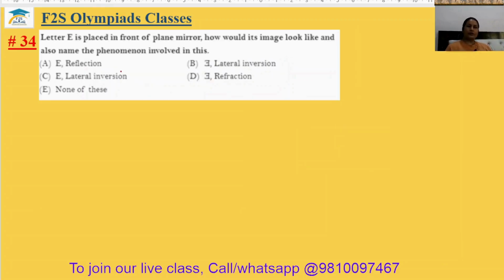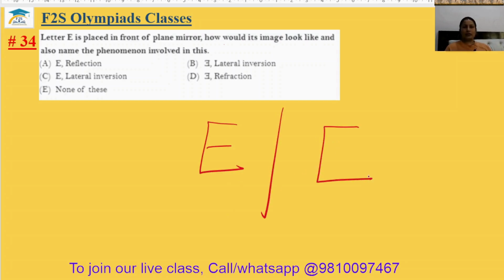Okay. Question number 34. Letter E is placed in front of the plane mirror. How would its image look like? And also name the phenomenon involved in it. So the E in front of the plane mirror will look laterally inverted. It will look like this. Lateral inversion. 34th answer is option.